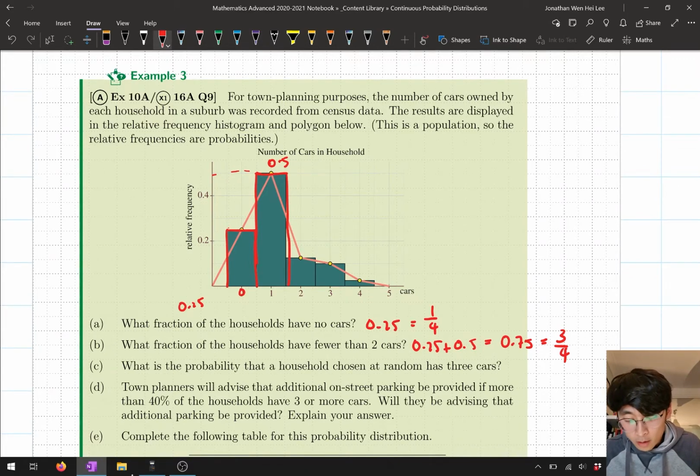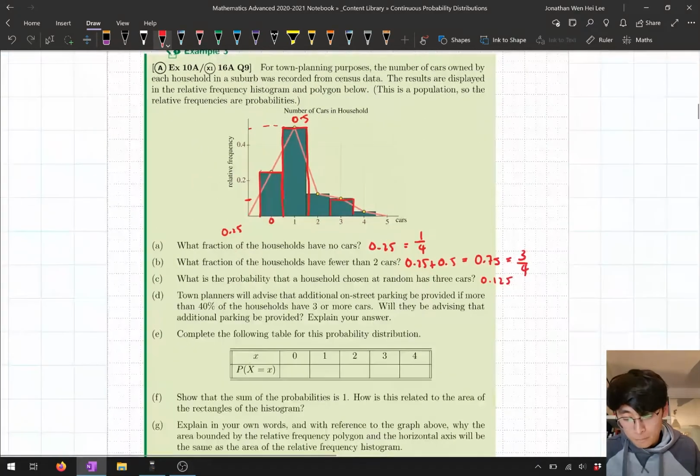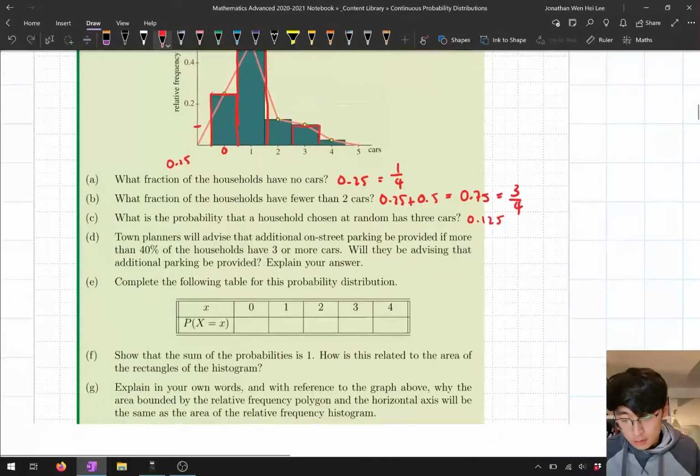The next part. What is the probability that a household chosen at random has 3 cars? And so once again here, we're just going to go to our third column over here, and we're just going to read off what the probability is. Now here it's just halfway in between, so that's 0.125. Okay. Next part.